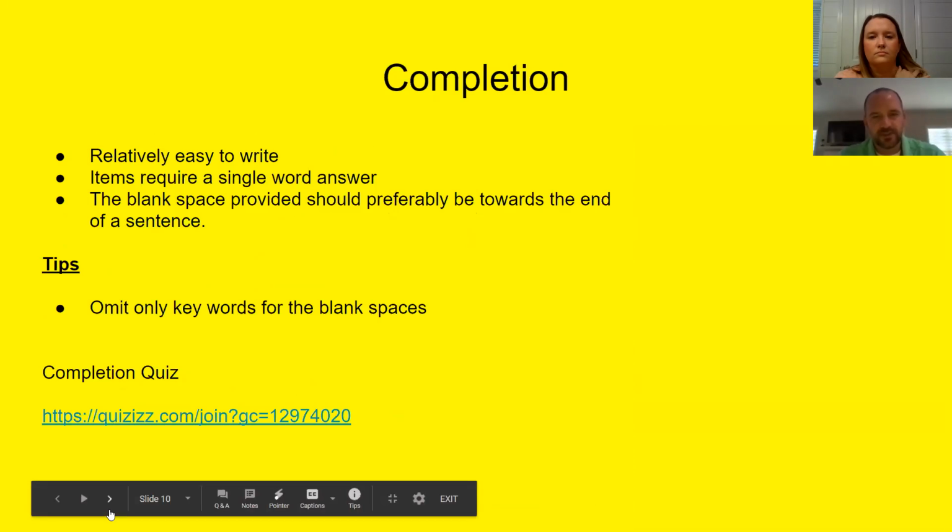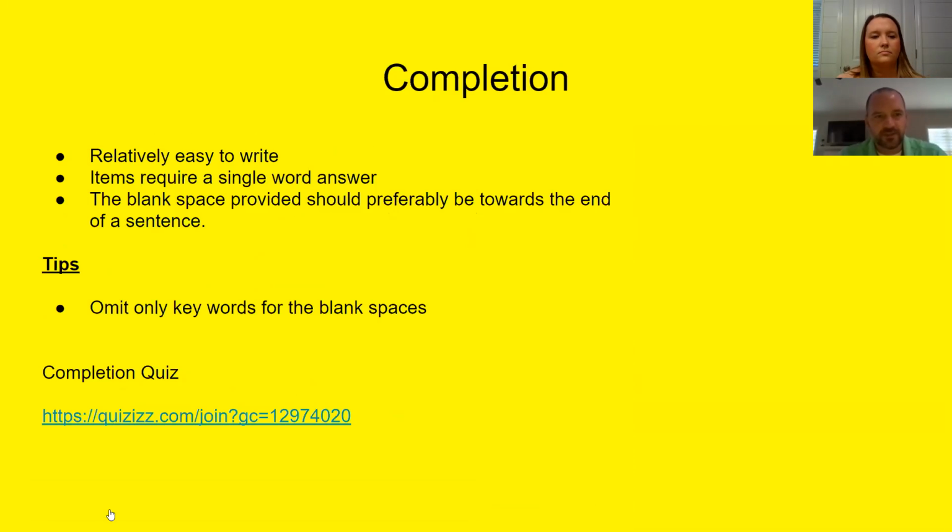Okay, the next one is completion. These are relatively easy to write. The items require a single word answer. The blank space provided should preferably be towards the end of the sentence. And the tip for that is to omit only keywords from the blank spaces. That way it's easier for the student or whoever's taking that test to be able to figure out what exactly that blank space will be.